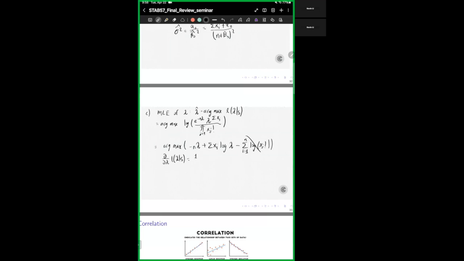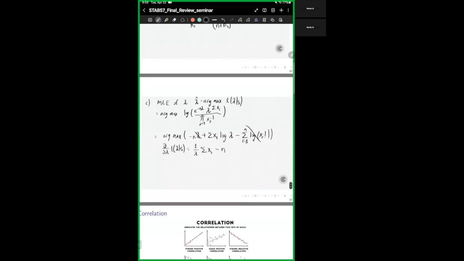So this one becomes 1 over lambda, because lambda should be strictly greater than or equal to 0, times sigma xi minus, and then we have this n over here, this lambda gets removed, so this one becomes n. So we are left with 1 over lambda sum sigma xi minus n. Setting the derivative to 0, we have this one equal to 0.